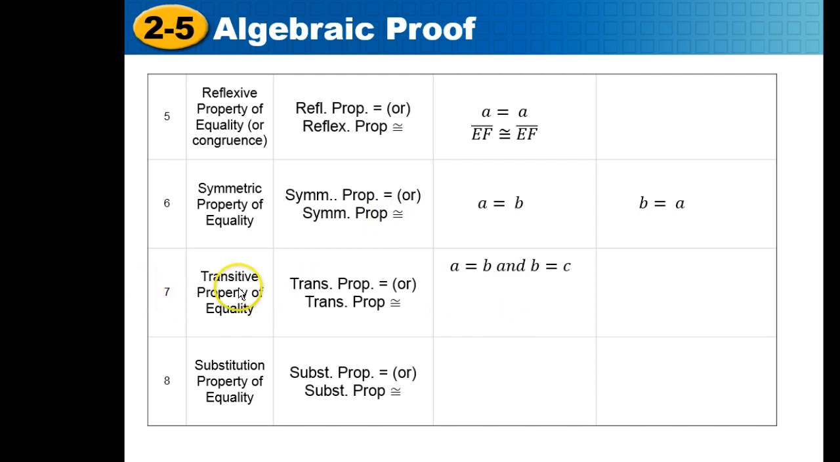Property number 7 is called the transitive property of equality. Transitive property of equality is also called the law of syllogism. The law of syllogism, if you were to Google it right now, you would find that many people call it the law of transitivity. I want to show you and see if you can see how this matches.